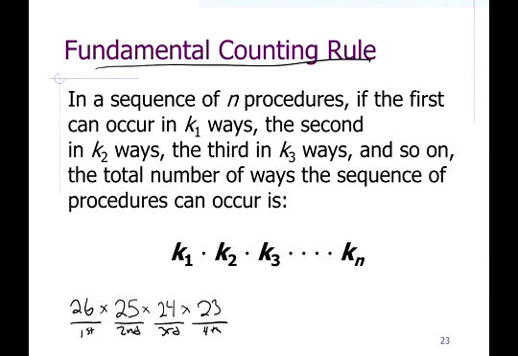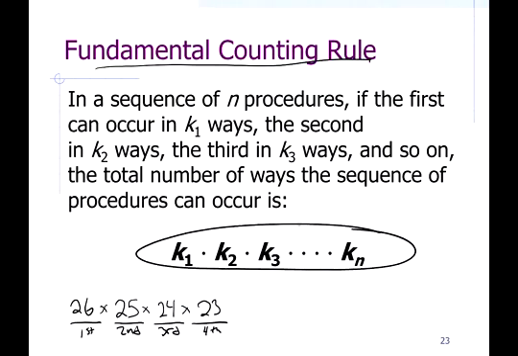Or if you were allowed to repeat letters, the numbers would just be different. Instead of 26, 25, 24, 23, it would be 26 times 26 times 26 times 26. And so the fundamental counting rule basically says to determine how many different ways a sequence of things could be done, you look at how many ways each individual step could be done one by one, and then you multiply those numbers together. All right, so that's the fundamental counting rule.